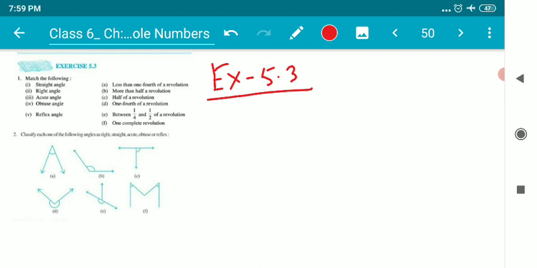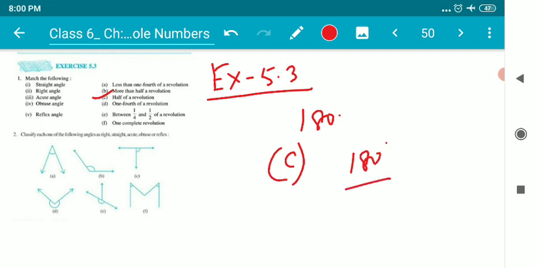Match the following. Straight angle. Which angle is a straight angle, children? Straight angle means 180 degrees. So where is 180 degrees written? It's written as half of a revolution, option number C. Option C is half of a revolution. One revolution means 360 degrees. Half of the revolution means 180 degrees.